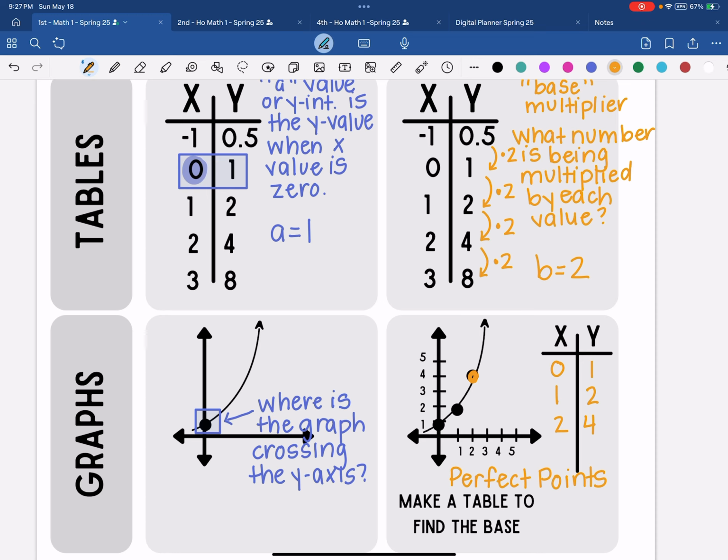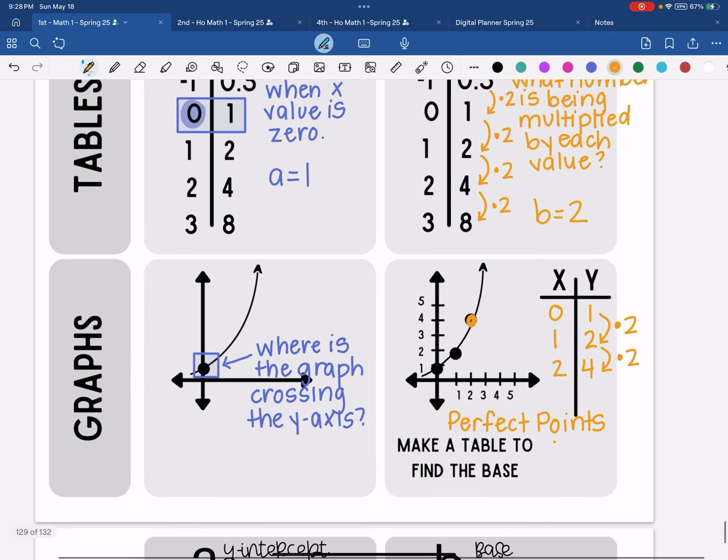Then all I have to do is ask myself, what am I multiplying by? 1 to 2 is times 2. 2 to 4 is times 2. So remember, exponentials is multiplication. This is not linear. We're not adding or subtracting. We're multiplying here. So since we're multiplying by 2, that means my base is also 2.